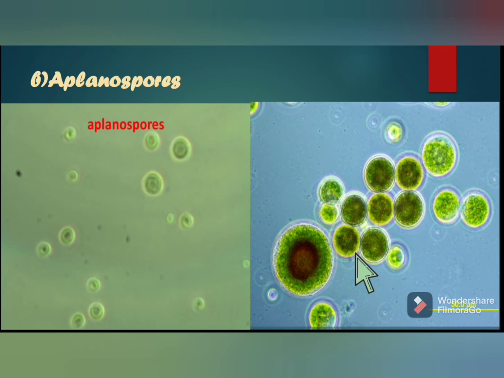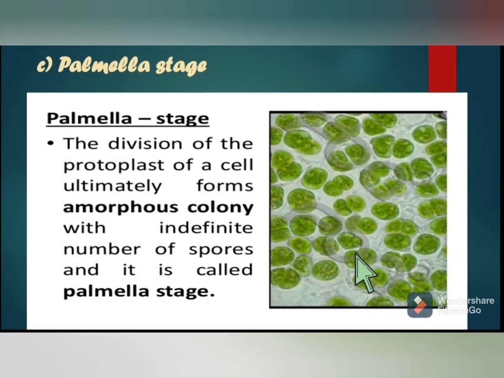Now coming to the next type of asexual reproduction, it is through the palmella stage. If you remember, when we discussed the vegetative structure, I had mentioned that this palmella stage is permanent in some algae, such as Palmella. This is the vegetative structure that can be seen in Palmella. But in some other algae, such as Chlamydomonas, it occurs only temporarily.